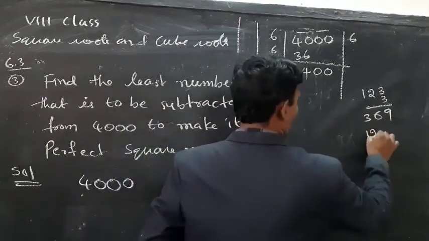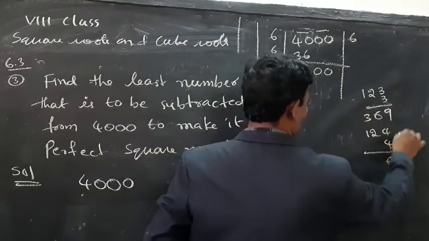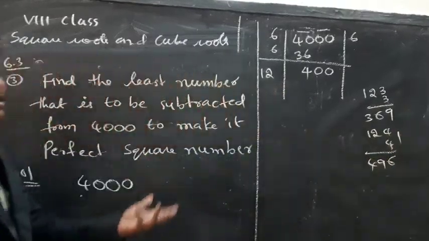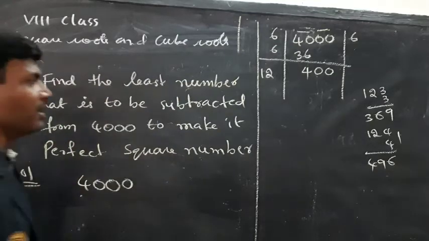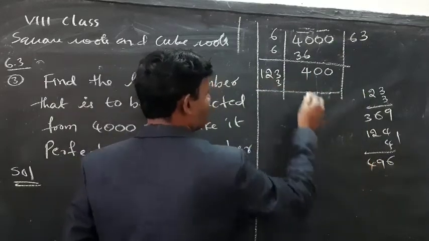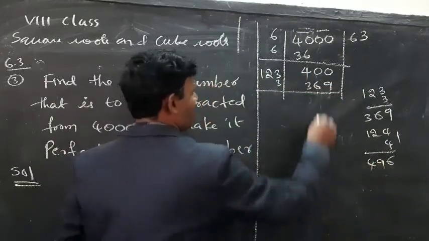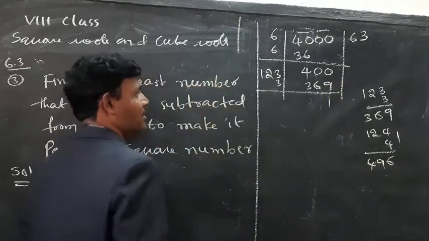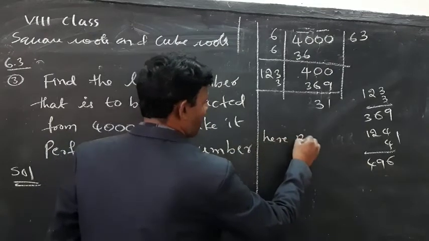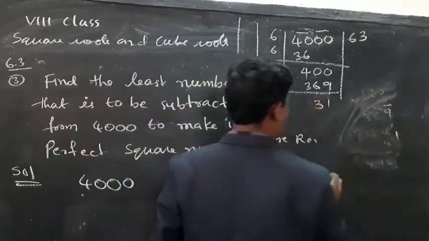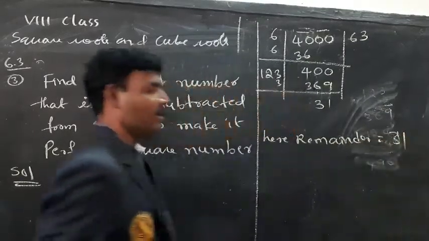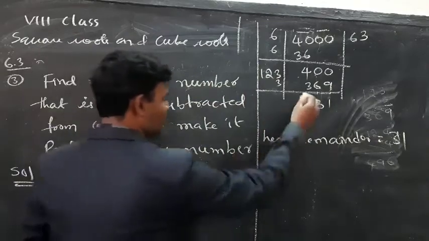Now try with 4. 4 4s are 16. 4 2s are 8 plus 1 is 9. 4 1s are 4. 496. It's more than 400. So better to take 3. So 3 and 3. What is the number here? 369. 400 minus 369: 10 minus 9 is 1, then 9 minus 6 is 3. So here the remainder is equal to 31.